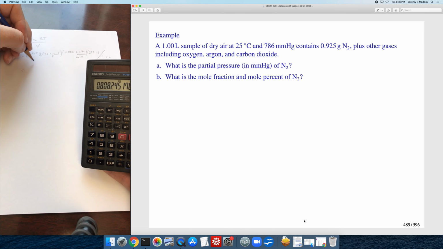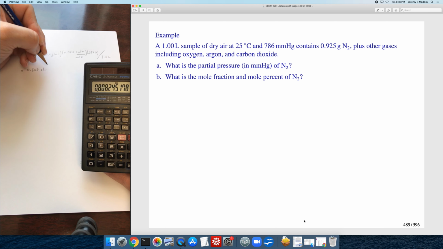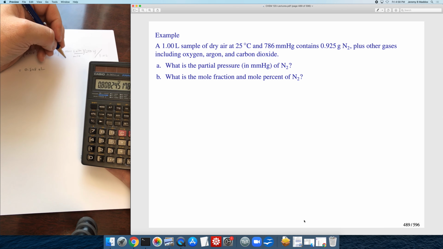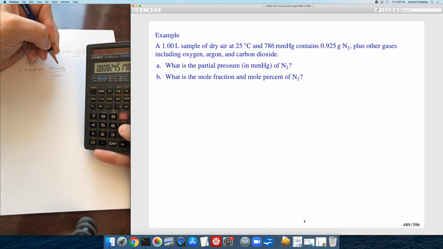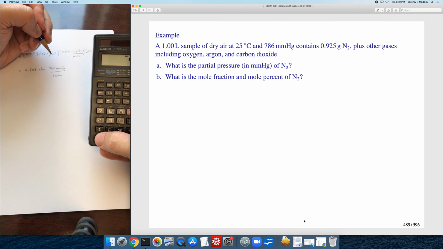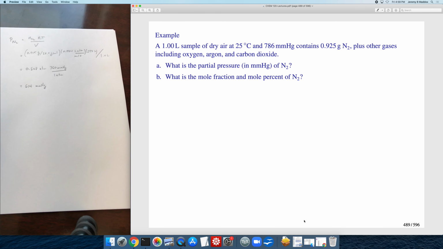And so I'm getting 0.808 atm. And to get that in units of millimeters of mercury, we would say 760 millimeters of mercury for every 1 atm. And so I'm getting 614 millimeters of mercury out of my calculation.